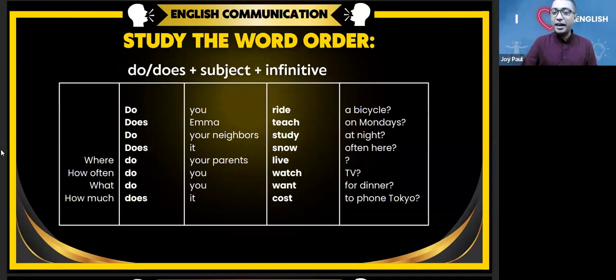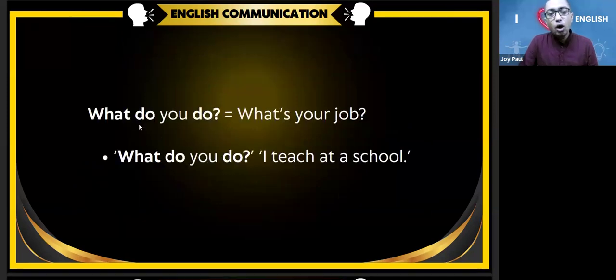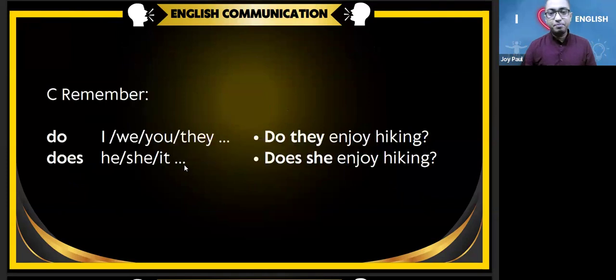Great. Now I think you are getting my point clear. We've already practiced this one. Let's practice this. What do you do? It means what's your profession? What's your job? What do you do? I teach at a school. You can say your answer. I teach at a school. Clear? Great. Next.